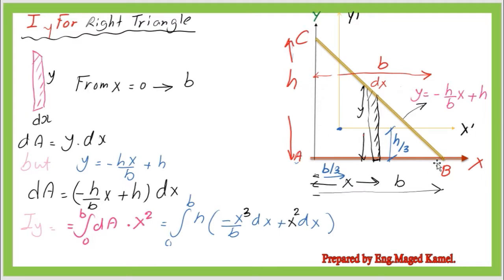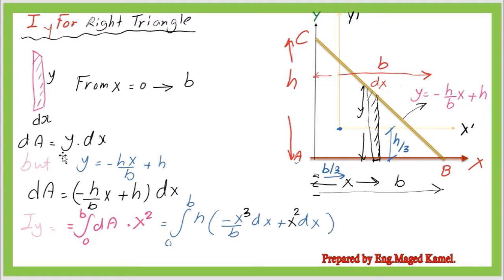The x-axis and y-axis intersect at the left corner of the triangle. Again, our expression of the line BC is y equals minus h over b multiplied by x plus h. For the vertical strip, we have dA equal to the width, which is dx, multiplied by y, and we are going to integrate from x equal to 0 to x equal to b. We are going to substitute the y value by writing y equal to minus hx over b plus h.